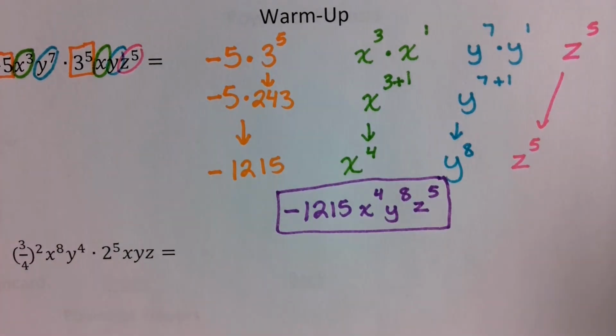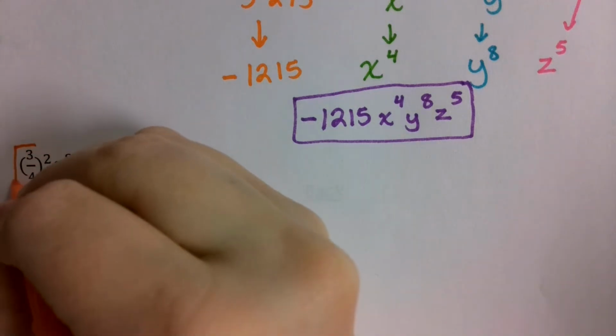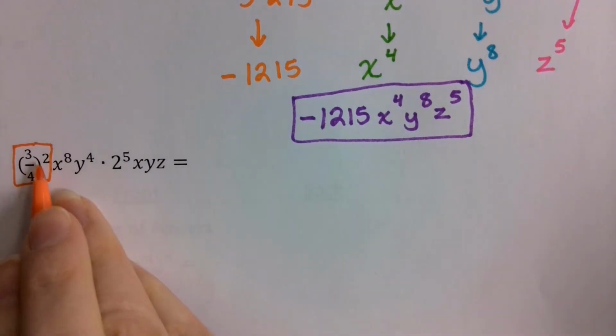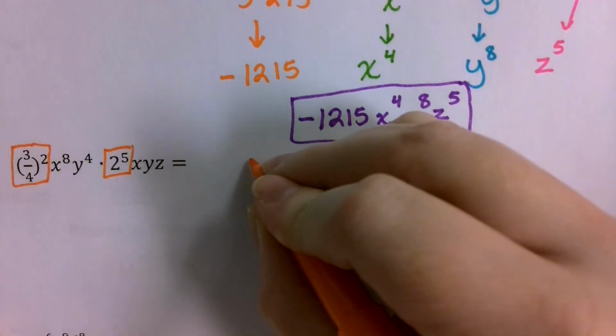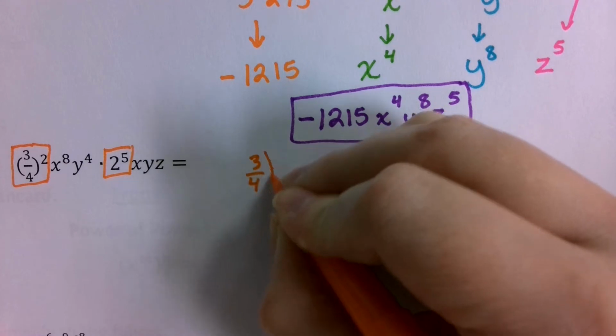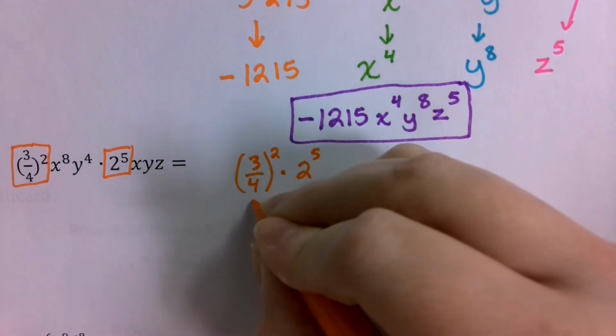Okay. For problem number 2, we have a fraction, and the fraction happens to be inside of parentheses. So that means that the whole entire fraction is getting that exponent of a 2. Okay, so we have 3/4 raised to the 2nd power, and then we have 2 raised to the 5th power. So we're going to work those out individually first. 3/4 to the 2nd times 2 to the 5th.